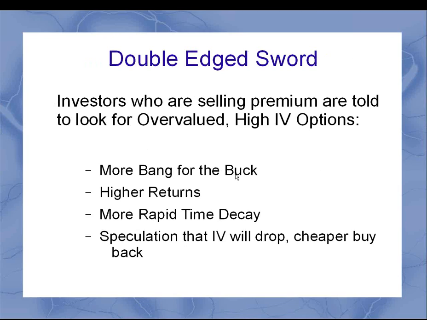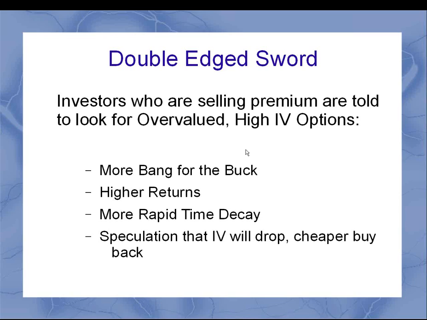But why do we consider that implied volatility is a double-edged sword? Well, we kind of know that options that have that higher implied volatility, meaning that the option is priced much higher than its theoretical worth, well, we're told that if we're going to be selling premium, we want to look for options with a high implied volatility. We're going to get more bang for the buck. We're going to see higher returns, both monthly, weekly, or annually.